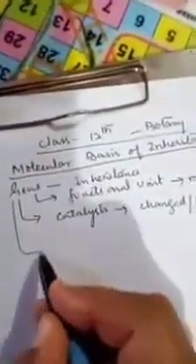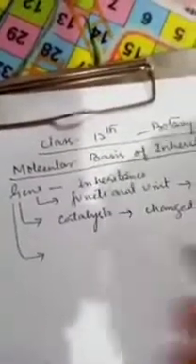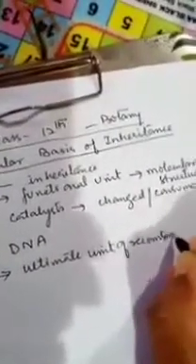Today we are well aware that this gene is a part of DNA. We also know that the gene can grow, it can reproduce, it can mutate. So, if we say one more thing, the gene is the ultimate unit of recombination.